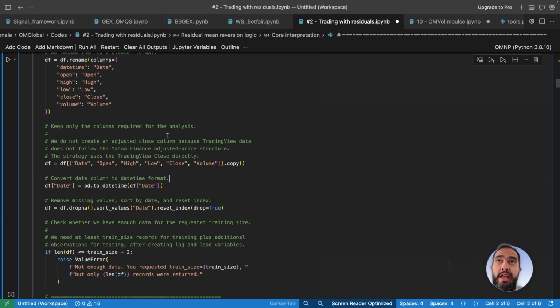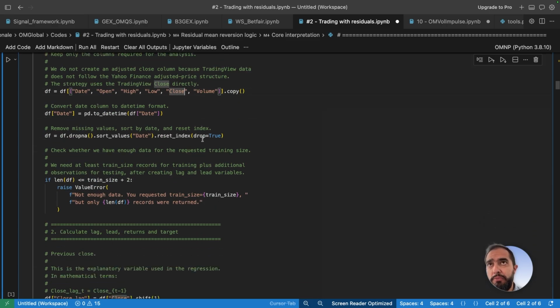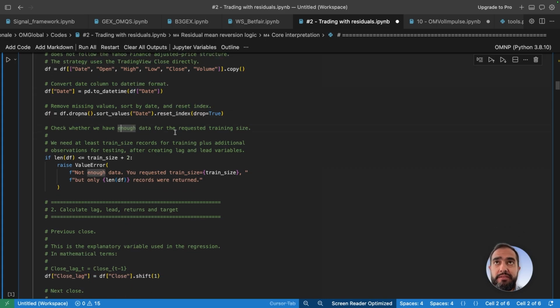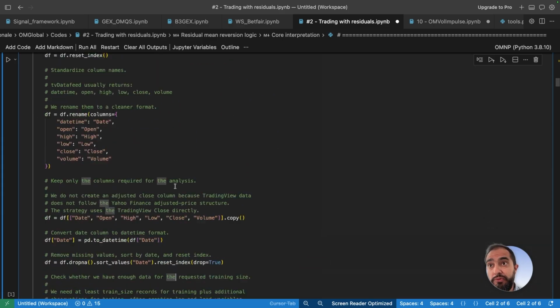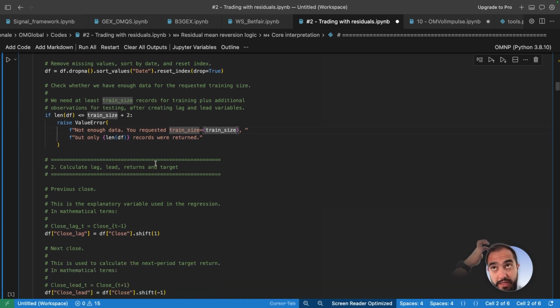And by the time we had the Yahoo Finance library, it had the adjusted close. So here it is already fitted for TradingView, so we no longer have that particular need in this case. We remove any kind of NAs that we have. We check if we have enough data for the requested training size. There are 2000 data points, as we have seen. And in case we don't have enough data, we must try to change the train size to something that will be suitable for our training.